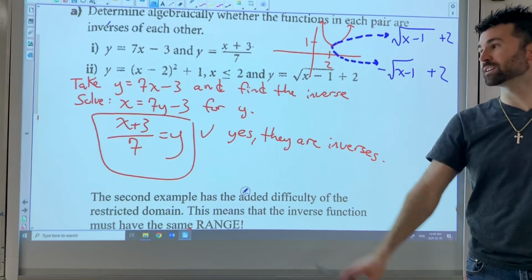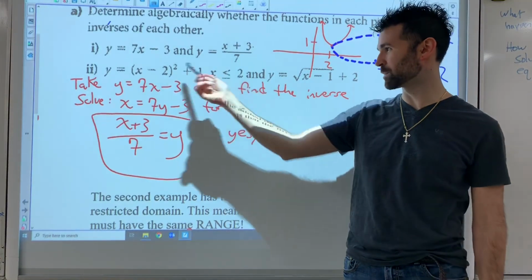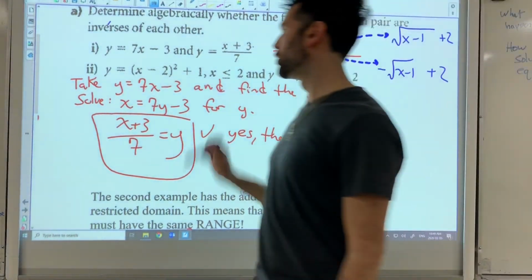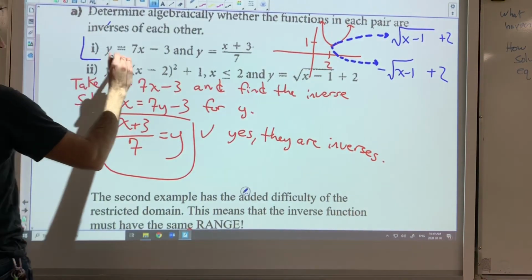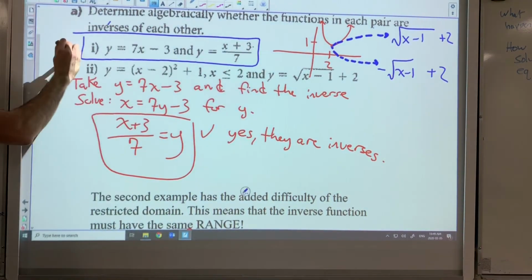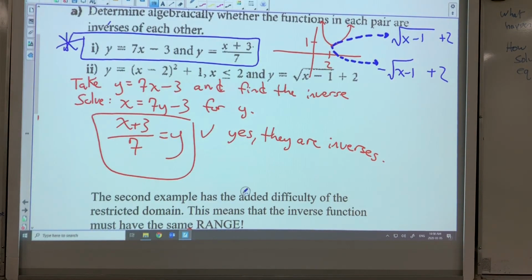I've never seen that question on the exam where they give you the domain restriction. Never. The only one I've ever seen on every exam, and I've looked at every exam that's out there, is this one. That's the only one I've ever seen.